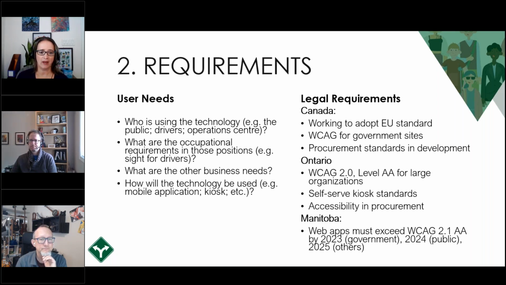Similarly, in Ontario, we have requirements on self-serve kiosks, we have requirements for websites, and you're supposed to be requiring accessibility in procurement, but there have been standards development committees that have made recommendations for changes to those regulations and those requirements.